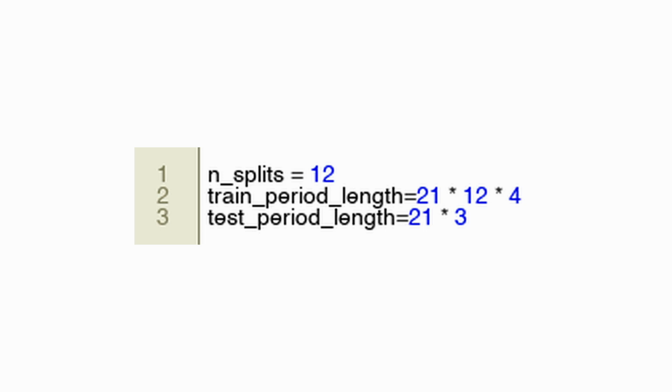The code sets up 3 variables for training a deep neural network to forecast financial asset prices. N splits is 12, meaning the dataset will be split into 12 parts for cross-validation. Train period length is 1008 days, calculated as 21 days per month for 4 years. Test period length is 63 days, equating to 21 days for 3 months. These settings will help the network learn from the data and test its predictions.